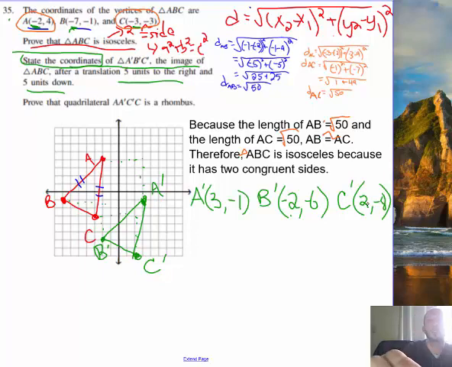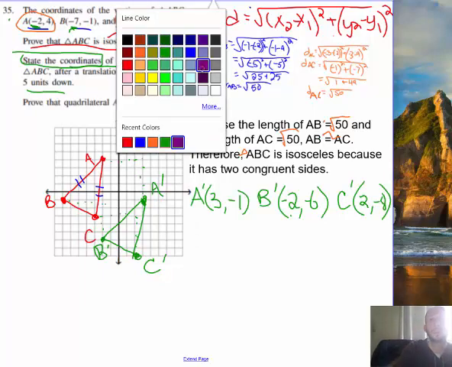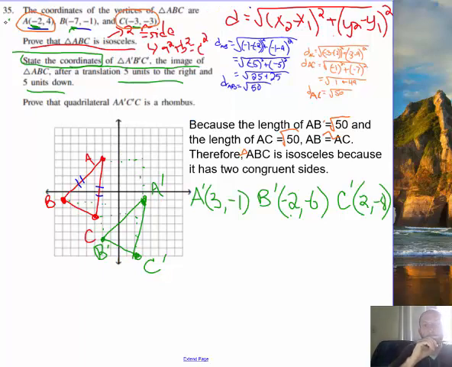And final section, let's jump to a purple color. Prove that quadrilateral A prime, C prime, C is a rhombus. That is a little weird. Let me look at that on the graph. But the rhombus, I know I'm going to have to show that it has 4 congruent sides.